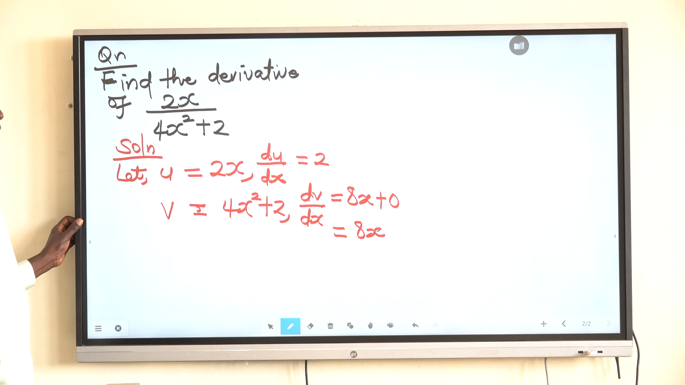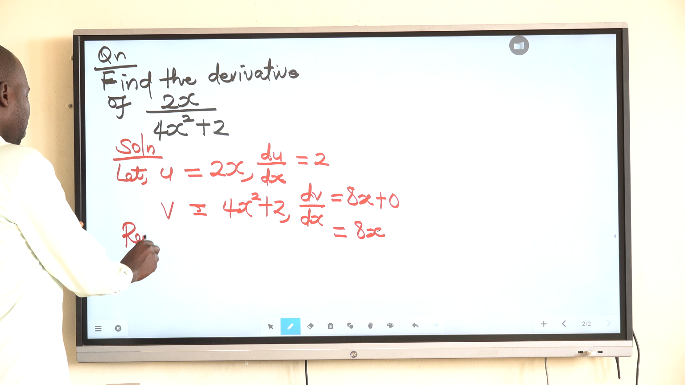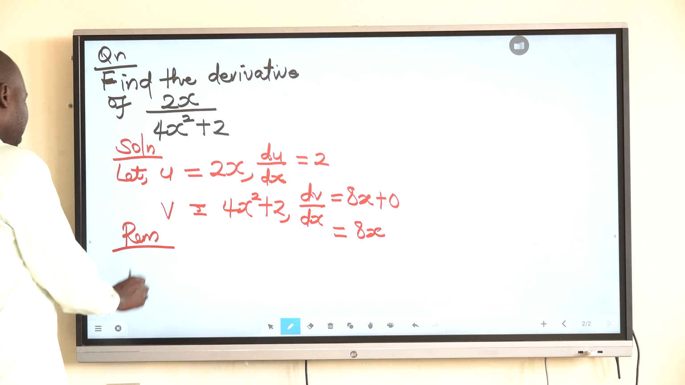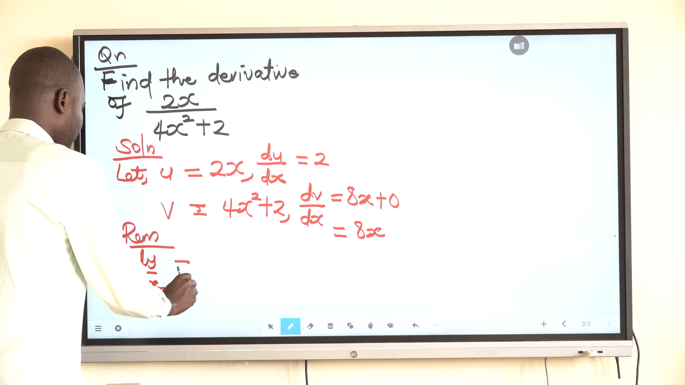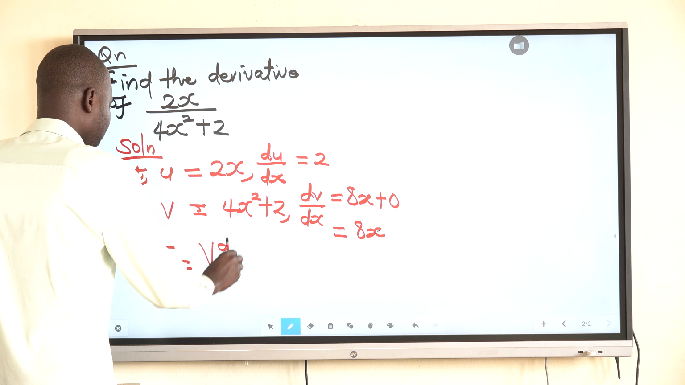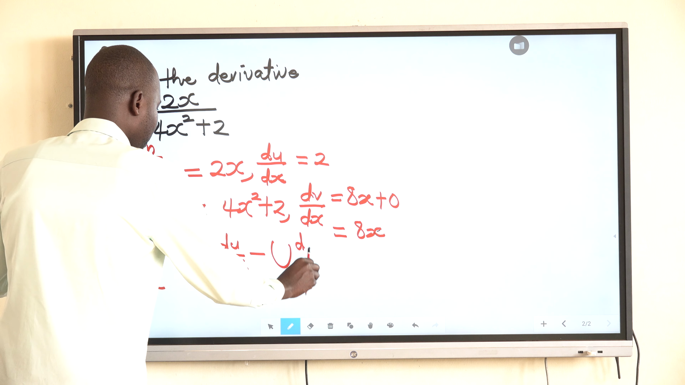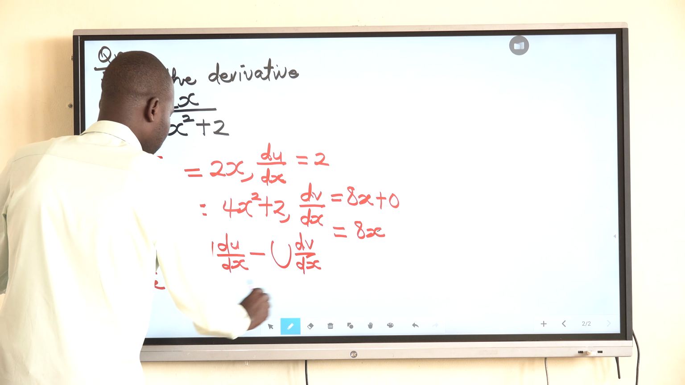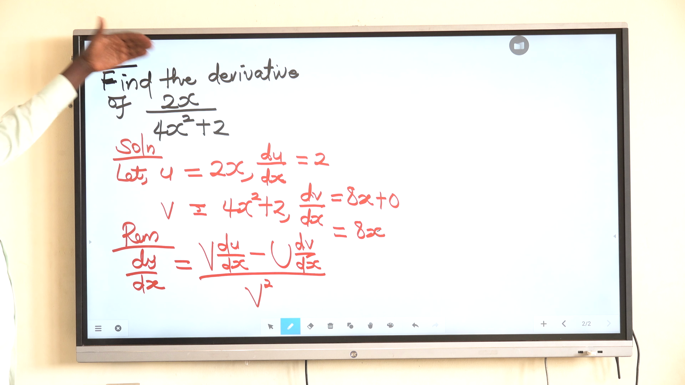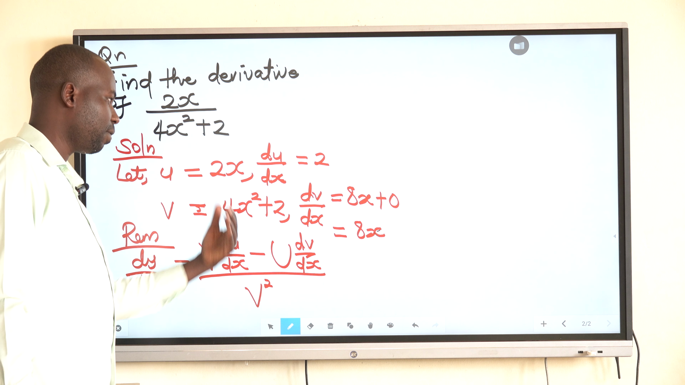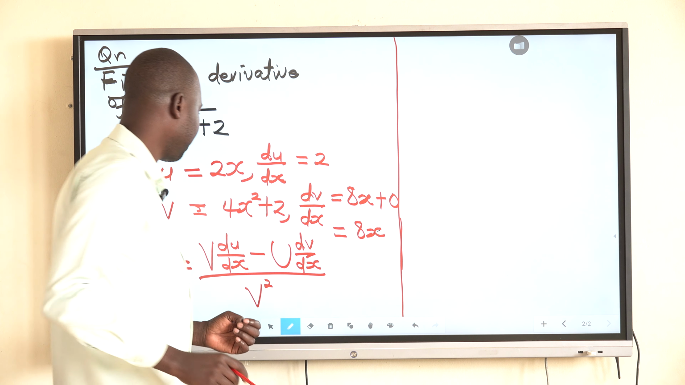Now from there, we have to remember the formula that says dy/dx is equal to v du/dx minus u dv/dx, everything divided by v squared. So we are going to substitute whatever we have got in this formula. Let's go to the next step.